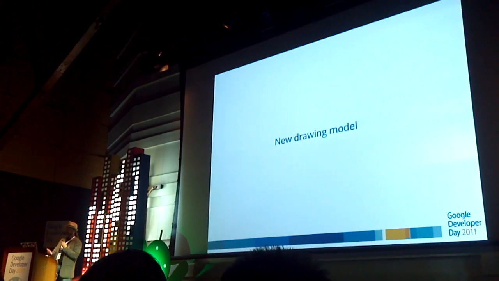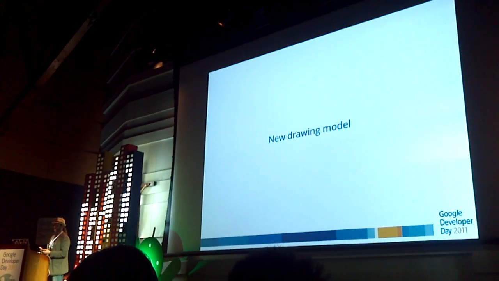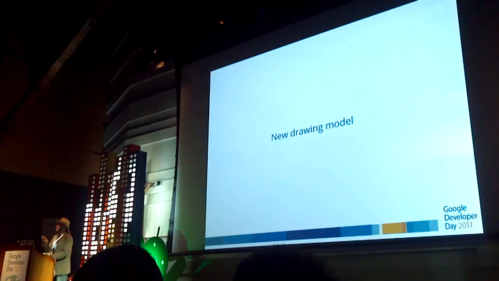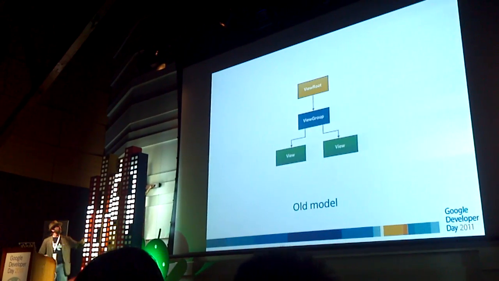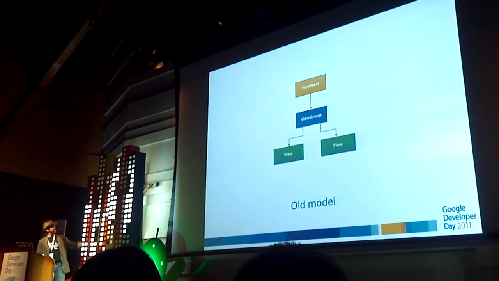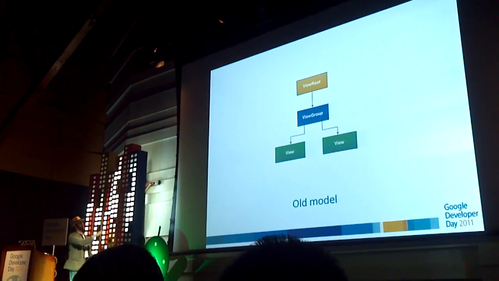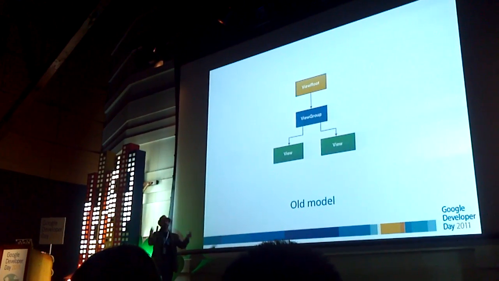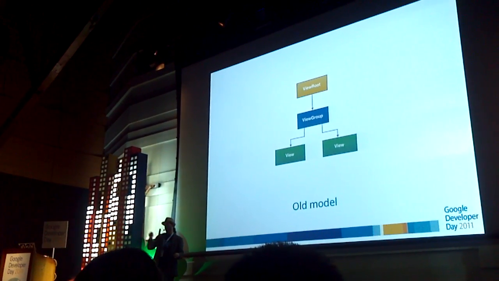So let's talk a little bit about what the new drawing model looks like. It's still an immediate mode drawing model, but it uses a special kind of caching. So the old model looks like this. Basically, you have your view root, and that ends up calling a group, which calls down into individual views. And those views are asked to render themselves.